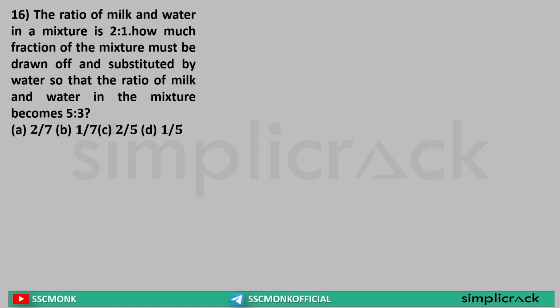Next. Ratio of milk and water in a mixture is 2:1. How much fraction of the mixture must be drawn off and substituted by water so that the ratio of milk to water becomes 5:3? So see, previously it was 2:1. Now it has become 5:3. This is equal to 8. This is equal to 3. I have to ensure that both the quantities are equal. So what I will do? I will multiply 8 over here. I will multiply 3 over here. So this will be 8 2s are 16, 8 1s are 8, 8 5s are 40, 8 3s are 24. Clear? Sorry, this will be multiplied with 3, my bad.